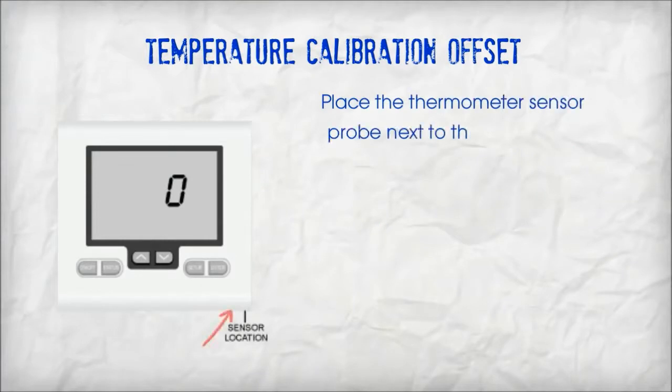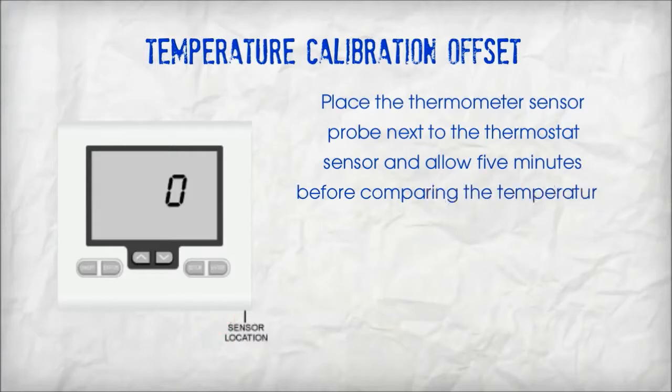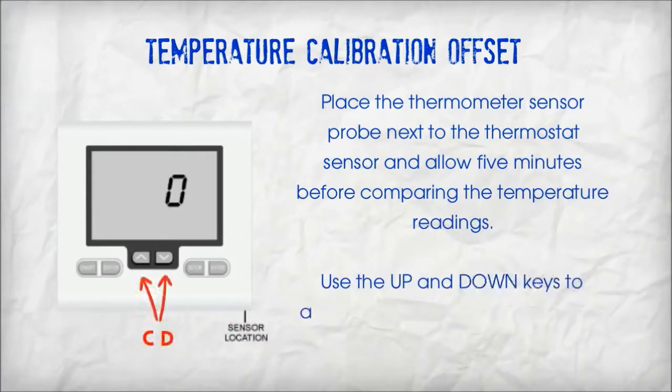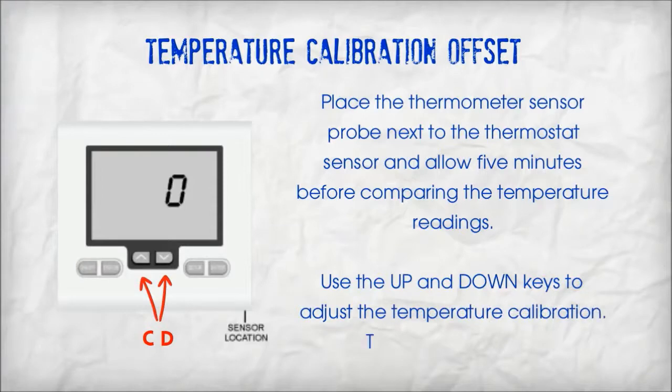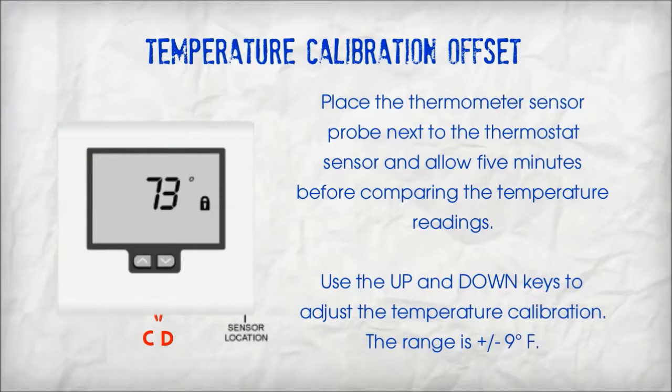Place the thermometer sensor probe next to the thermostat sensor and allow 5 minutes before comparing the temperature readings. Use the up and down keys to adjust the temperature calibration. The range is plus or minus 9 degrees Fahrenheit.